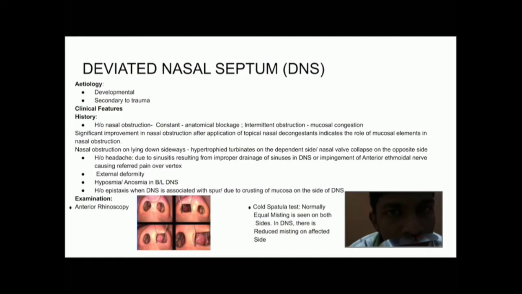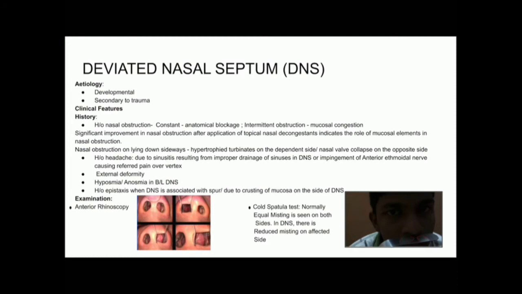elements in nasal obstruction. If the obstruction occurs on lying sideways, it indicates hypertrophy of the turbinate on the dependent side or nasal valve collapse on the opposite side. There may be history of headache due to sinusitis resulting from improper drainage of sinuses in DNS, or impingement of the anterior ethmoidal nerve causing referred pain over the vertex. There may be an external nasal deformity. There may be hyposmia or anosmia in bilateral DNS. History of epistaxis when DNS is associated with spur or due to crusting of mucosa on the side of DNS.